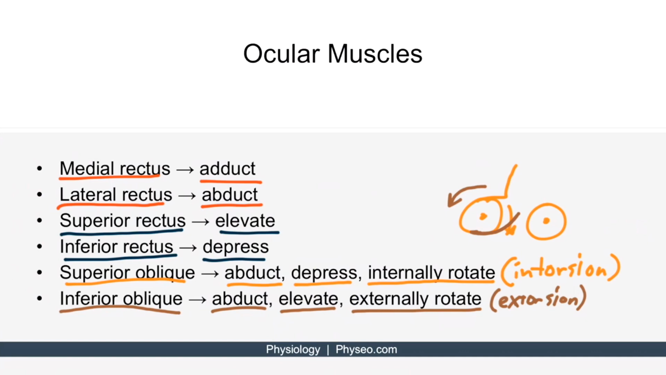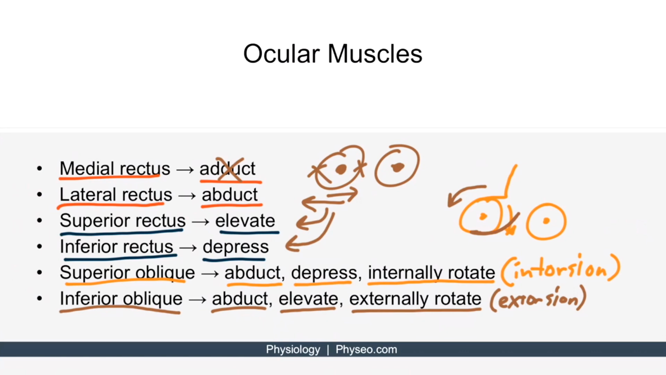It's pretty straightforward, and you just think that if you damage the medial rectus muscle, you won't be able to adduct as much. So if you damage the medial rectus muscle of the right eye, you're not going to be able to look medially with the right eye. And if you damage the lateral rectus muscle of the right eye, you're not going to be able to look laterally. The same principle is true for the superior and inferior rectus muscles.